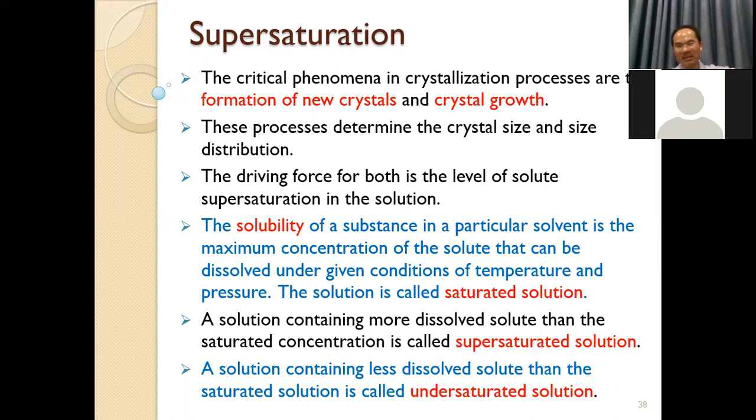Previously we talked about important terms like crystal size, purity, technique, and polymorphism. And the next topic, we will focus on the kinetics or mechanism of crystallization. Before we talk about the mechanism, we introduce the important term supersaturation. The crystallization will occur if we generate supersaturation. The critical phenomena in the crystallization process are the formation of new crystals and crystal growth.